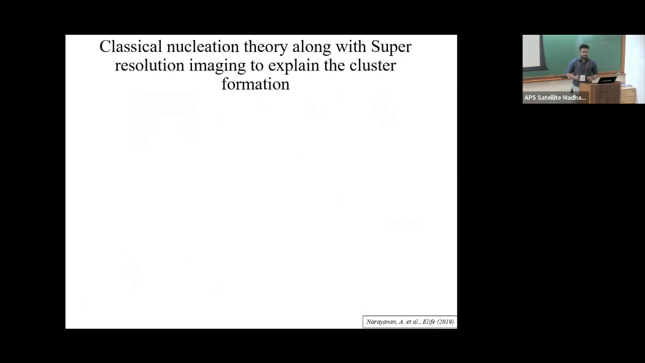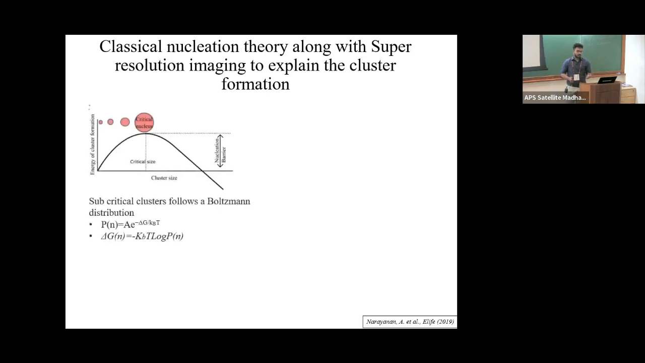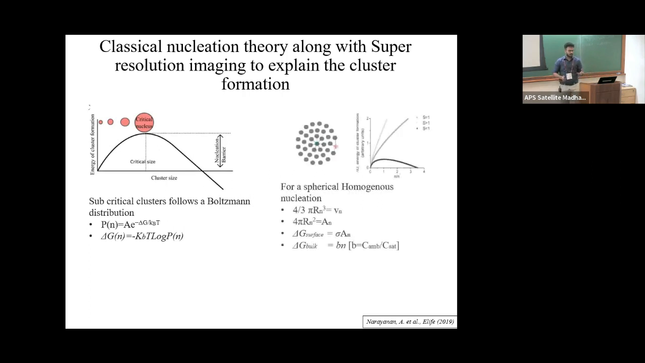Here, what we are trying to do is combine classical nucleation theory along with super resolution microscopy to understand cluster formation of SAP97 molecules in cell systems. In CNT, the subcritical clusters follow a Boltzmann distribution, and from that we can calculate the Gibbs energy of formation. Here we are assuming that the clusters are spherical and that the distribution of molecules inside the cluster is uniform. In delta G, we get two components: a surface energy component and a bulk energy component of the cluster.